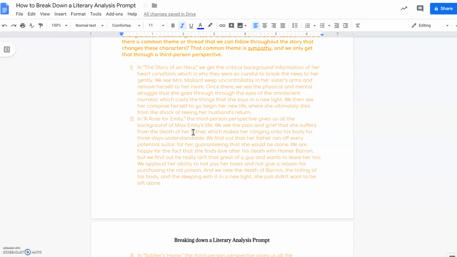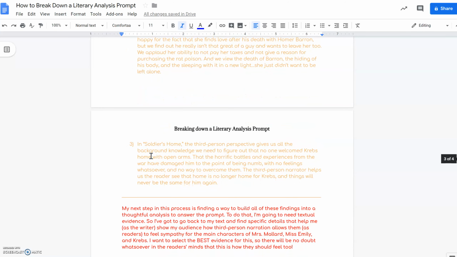But then we find out that he's really not that great of a guy. He prefers the company of other men, and he leaves her all the time, and he wants to leave her permanently. We applaud her for not paying her taxes and not giving a reason for purchasing the rat poison. We think she's a hero, right? And after the death of Barron, the hiding of his body, the sleeping with his body, we see that in a new light. She just didn't want to be left alone. And we can understand that. That third-person narration makes her more understandable.